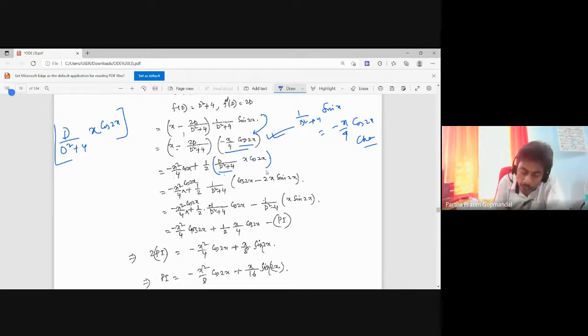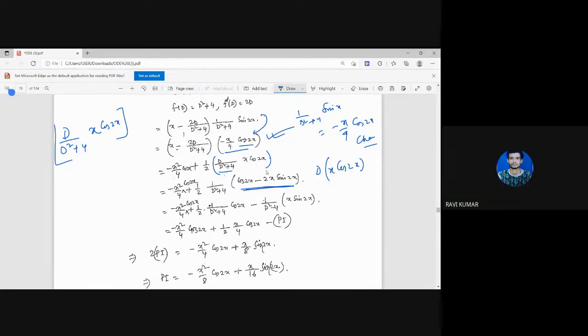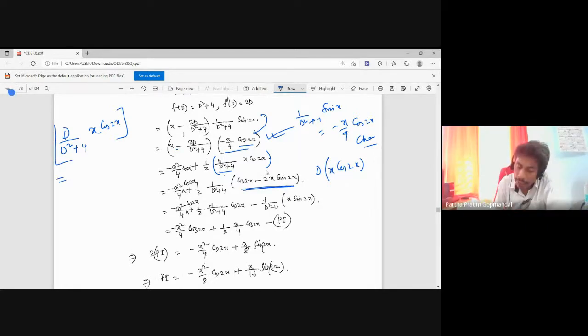Now what about D of x cos 2x? This is the differential operator, the derivative operator. So you can easily find D of x cos 2x, that is cos 2x minus 2x sine 2x. So it turned out to be 1 by D square plus 4 into this term, cos 2x minus 2x sine 2x.